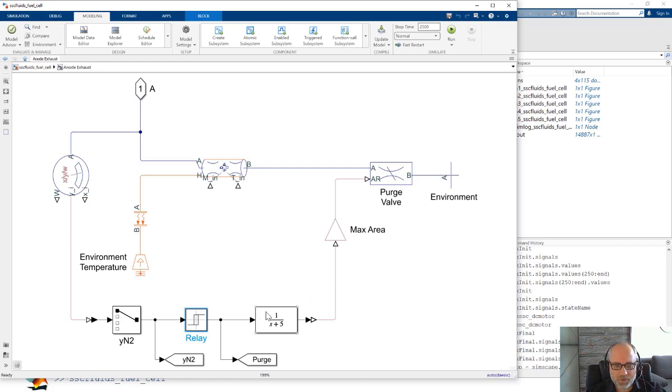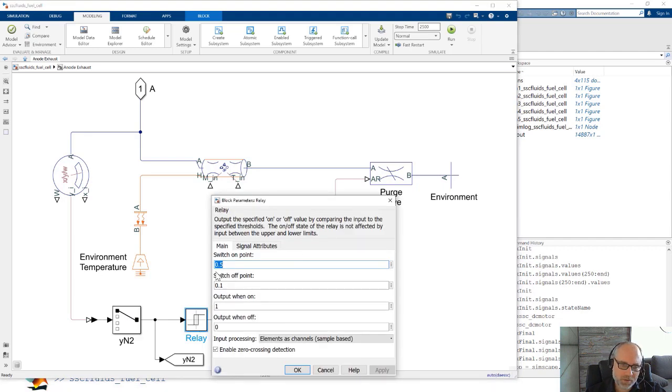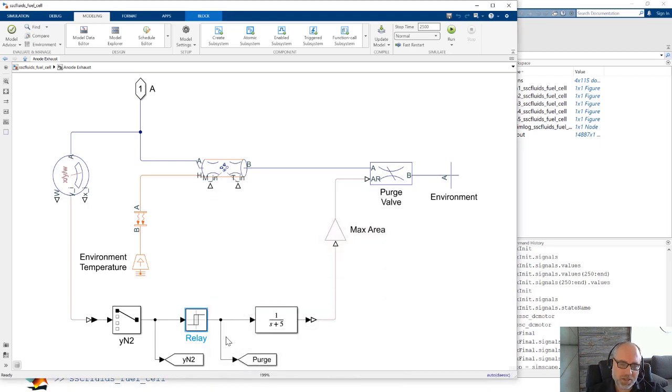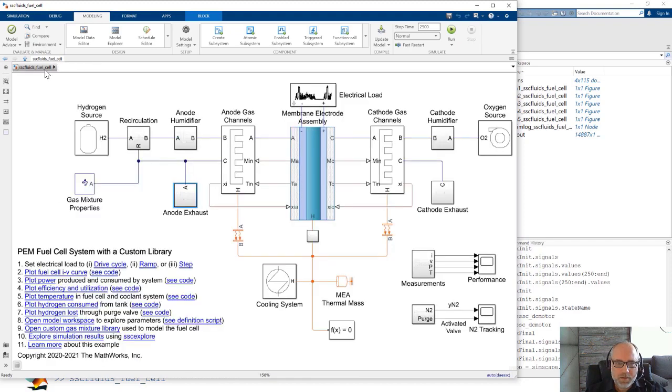The concept is that we measure the molar fraction of the nitrogen. That's the first component here of the four species. And we have a relay switch. If we reach more than 50% of molar fraction, we have to purge the gas combination and we have to restart the process. And the purging will happen as long as we are in the range between 0.5 and 0.1. So I have started the simulation already before.